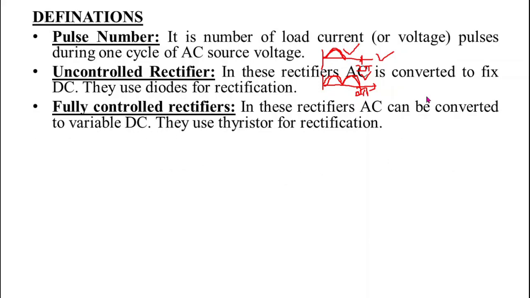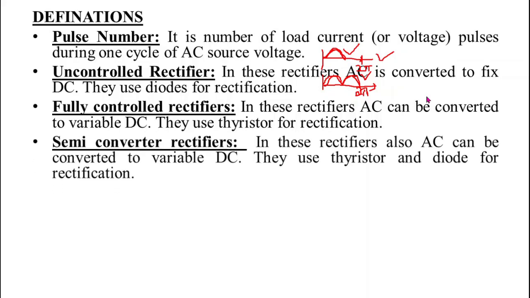Second is fully controlled rectifier. In these rectifiers, AC can be converted to variable DC. And how is it converted to variable DC? We know that in fully controlled rectifiers, thyristors are used, and thyristors are semi-controlled devices. It means we can control the turn on of thyristors. By controlling the turn on of thyristor, we can control the output voltage. That's why the rectifier circuits using thyristors are called fully controlled rectifiers.